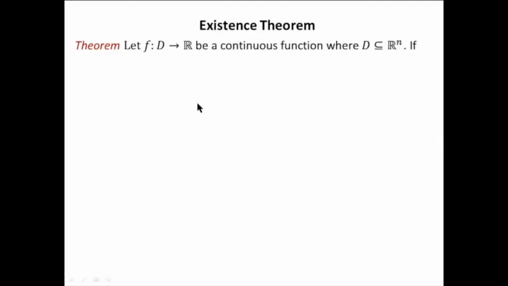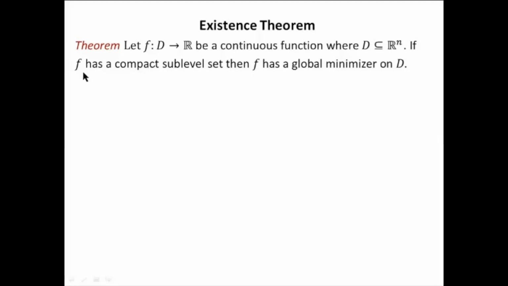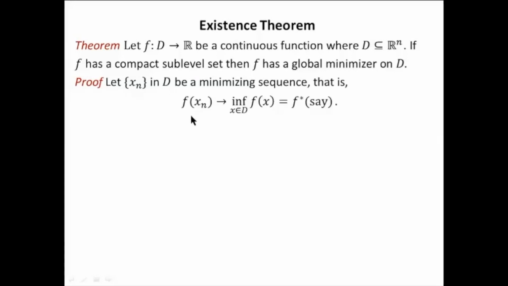The statement is, if f is a continuous function defined on a set D, and f has a compact sublevel set, then f has a global minimizer on D. Here again, we invoke the concept of minimizing sequence. So we consider a minimizing sequence in D. So by definition, f(x_n) goes to f star. f star is the infimum value of the function on D.